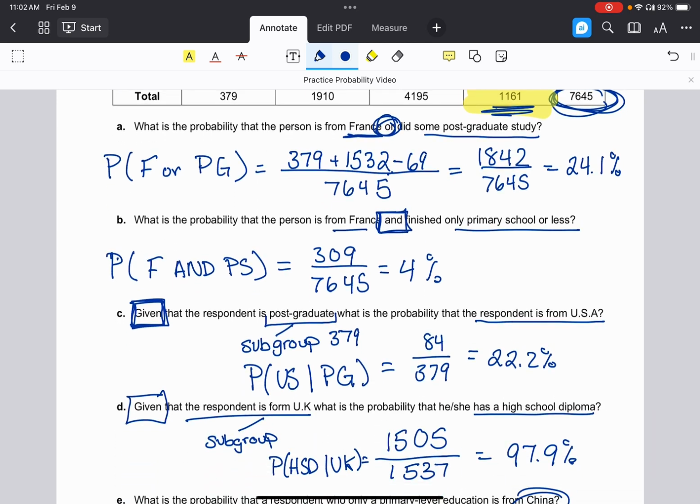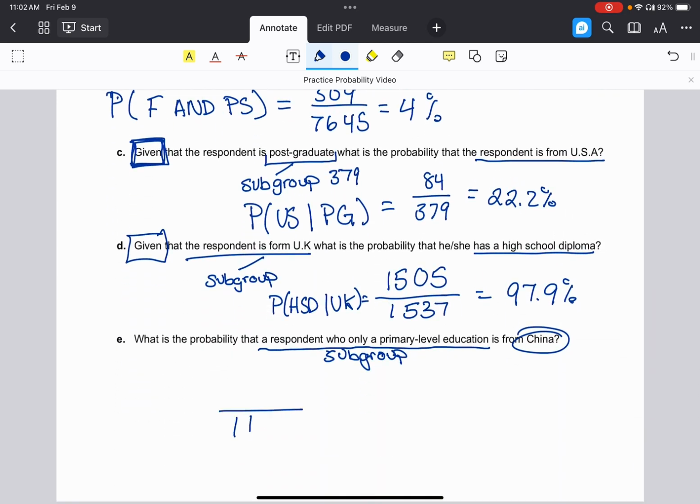So of those 1,161 people who only have a primary level education, 506 were from China, which is 43.6%. And that probability, China given primary school.